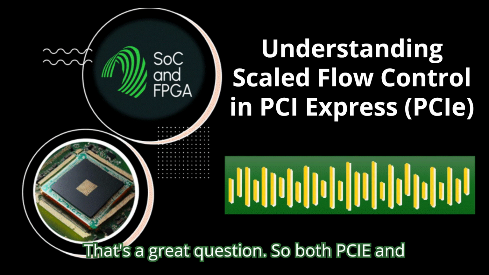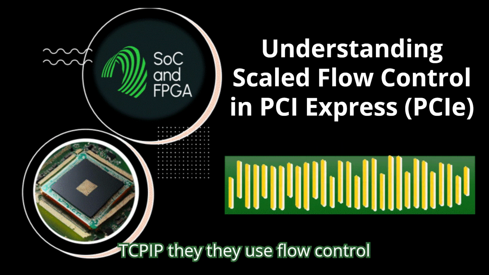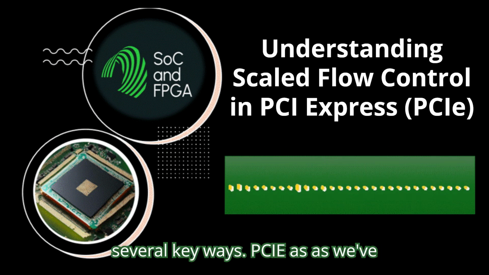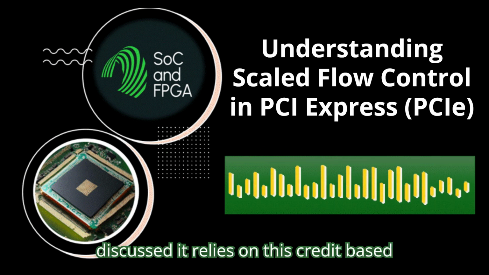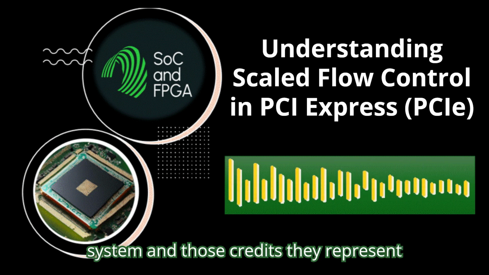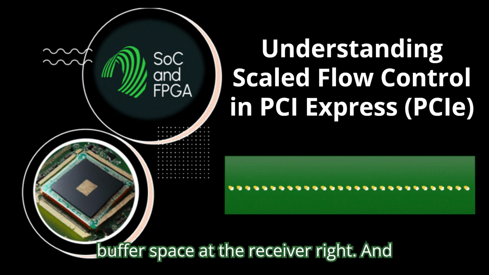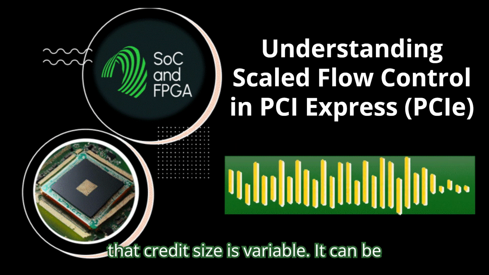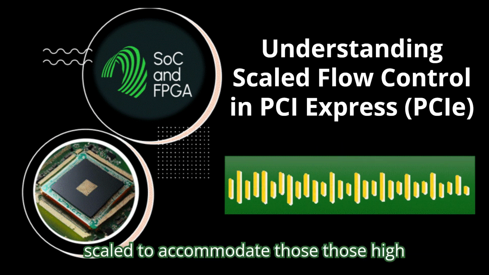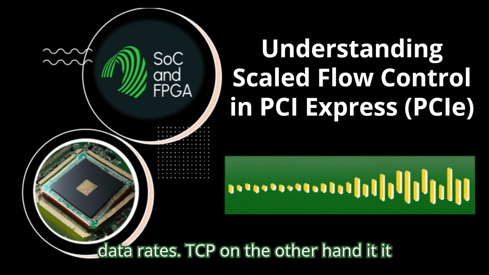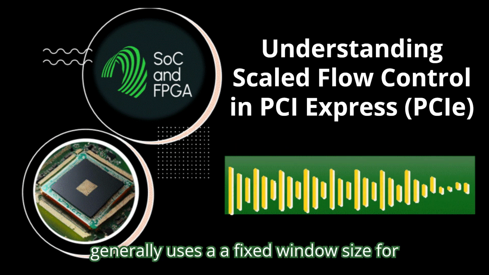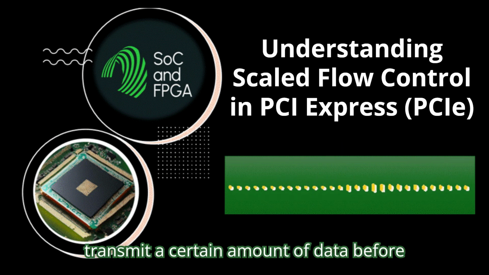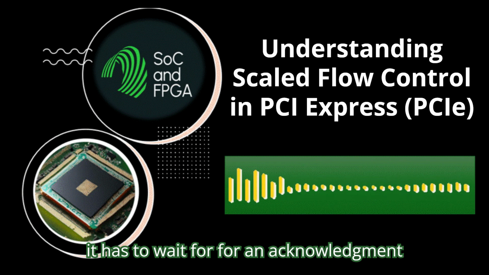That's a great question. So both PCIe and TCP/IP use flow control, but their approaches differ in several key ways. PCIe, as we've discussed, relies on a credit-based system, and those credits represent buffer space at the receiver, right? And that credit size is variable. It can be scaled to accommodate those high data rates. TCP, on the other hand, generally uses a fixed window size for flow control.